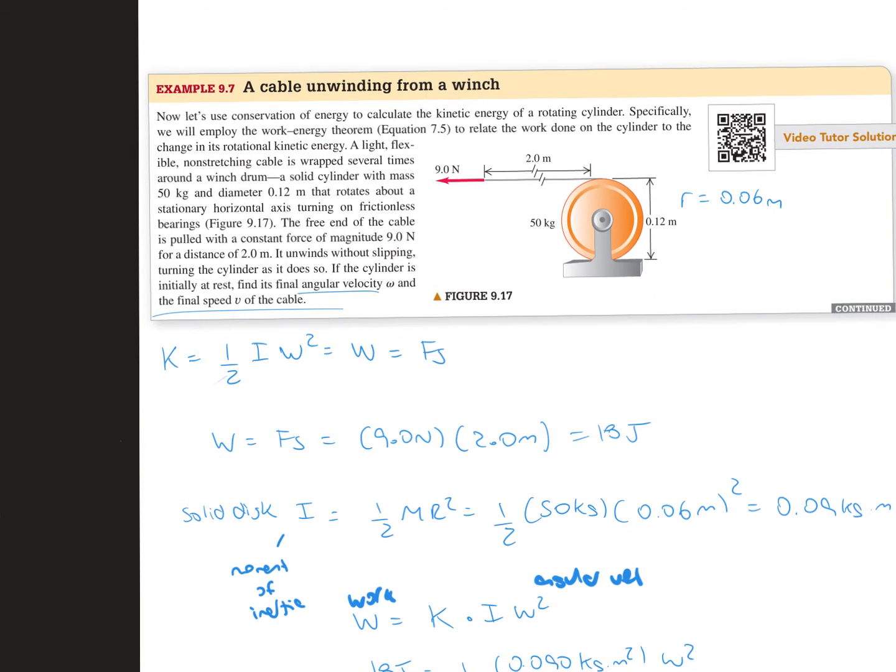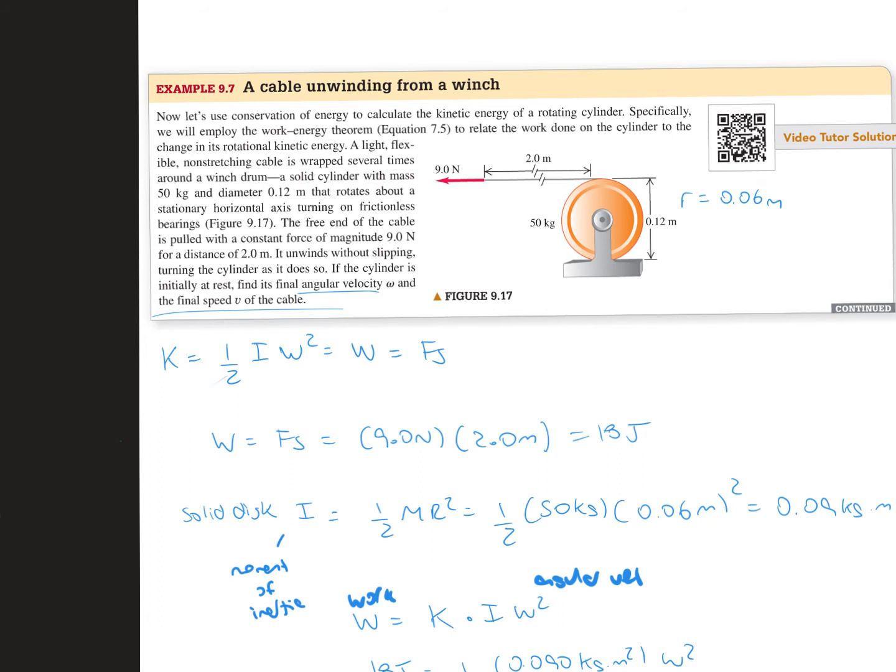A light, flexible, non-stretching cable is wrapped several times around a winch drum. A solid cylinder with mass of 50 kilos and diameter of 0.12 meters rotates about a stationary horizontal axis, turning on frictionless bearings.